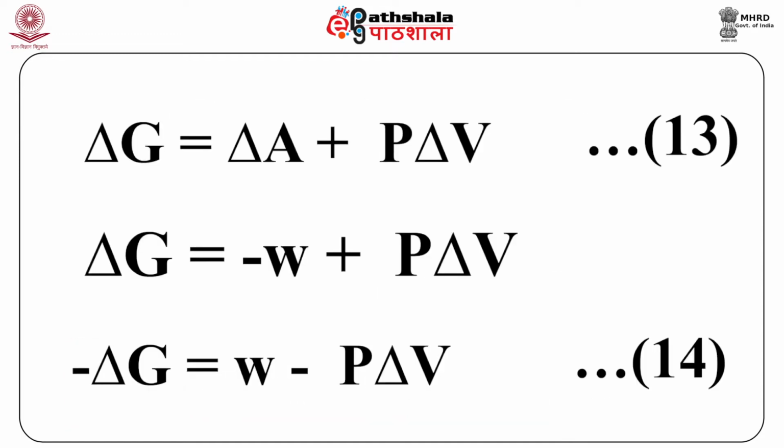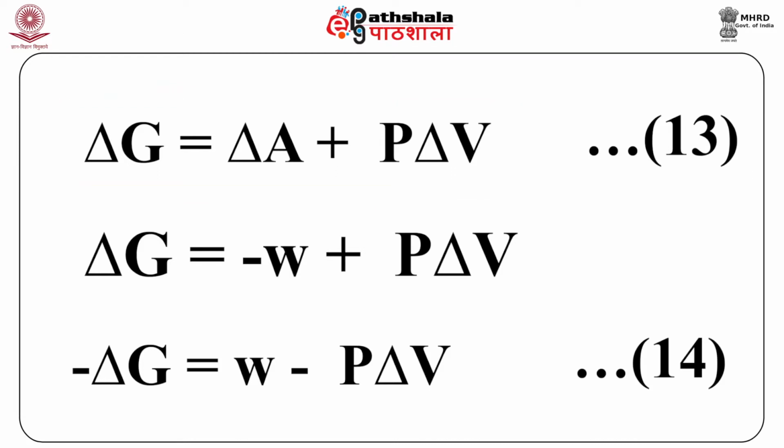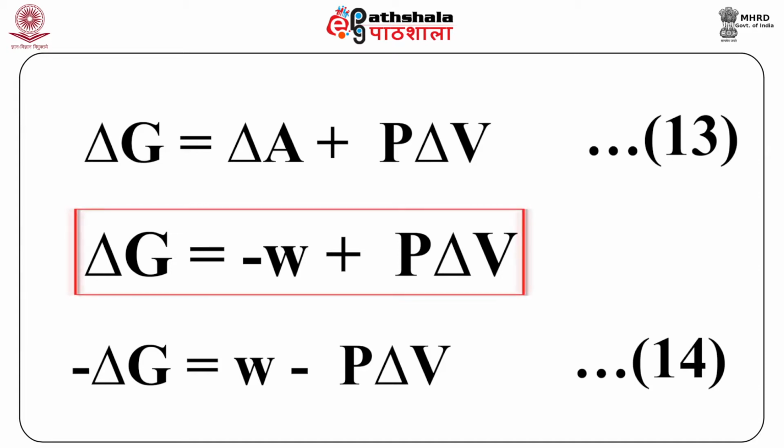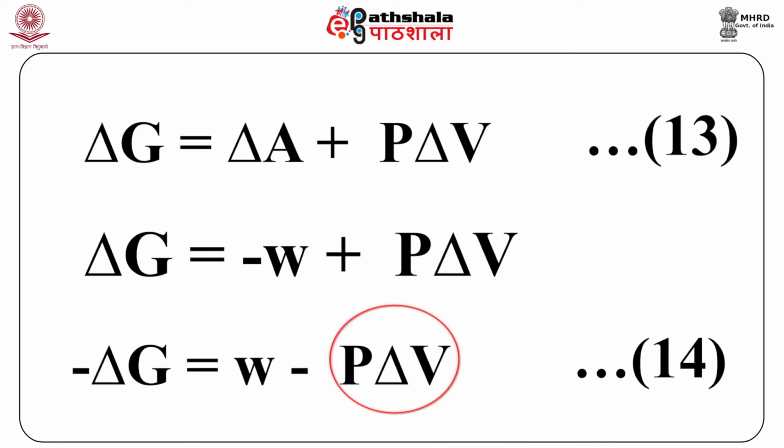Using equation 5 in equation 12, we get delta G equals delta A plus P delta V as our equation 13. Substituting equation 9 in equation 13, we get delta G equals minus W plus P delta V, or minus delta G equals W minus P delta V. This is our equation 14. In the equation, P delta V gives the work done by the gas on expansion against constant external pressure P.